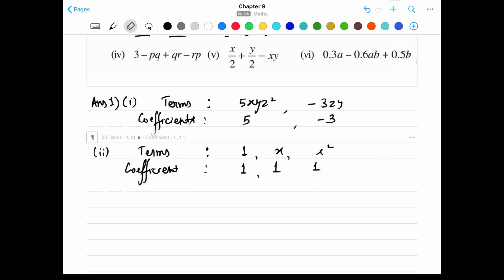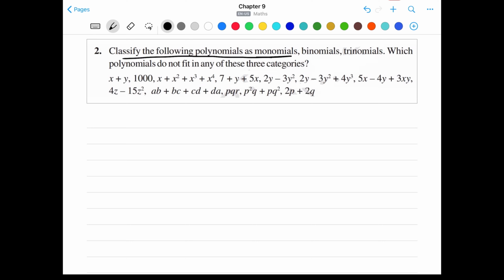Okay, now let's move to question number 2. Question number 2 is: classify the following polynomials as monomial, binomial, trinomial. Which polynomials do not fit in any of these three categories? So we are given certain polynomials here. We have to classify them as monomial, binomial and trinomial, and we also look for which of these polynomials do not fit in these three categories. Okay, so let's write the answer to number 2.